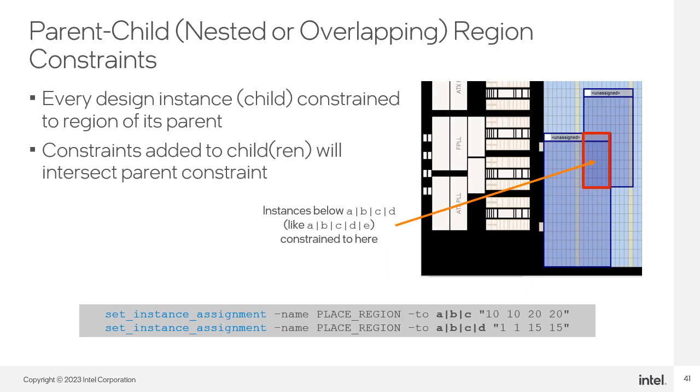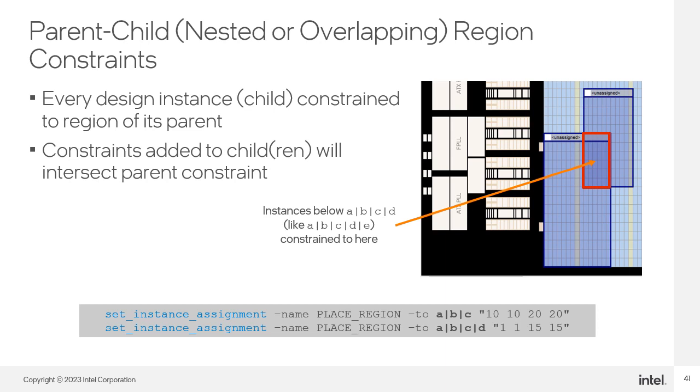As mentioned, nested or overlapping logic lock standard regions match up with the design hierarchy. Because of this, overlapping regions restrict the placement of lower-level design instances. These child instances are constrained to the region of their parent. If a region constraint is added to the child, this constrains the placement of further lower-level instances.